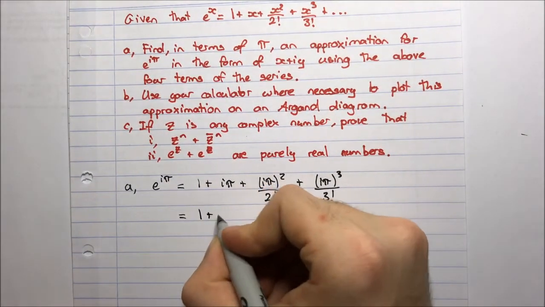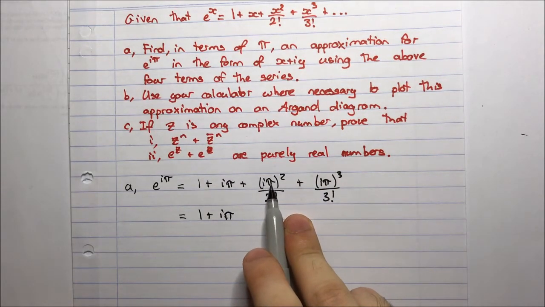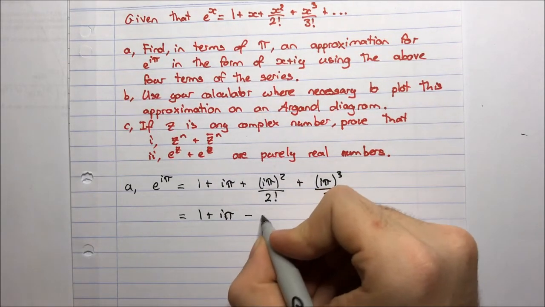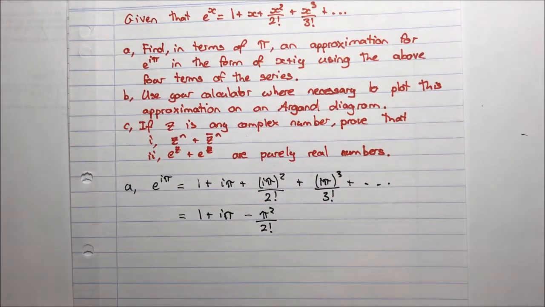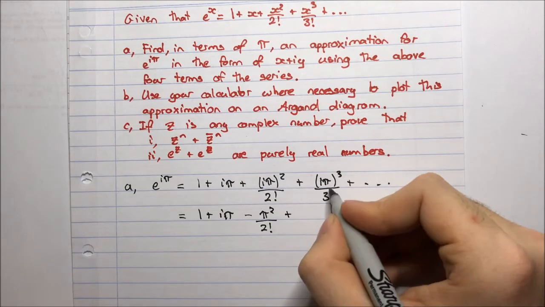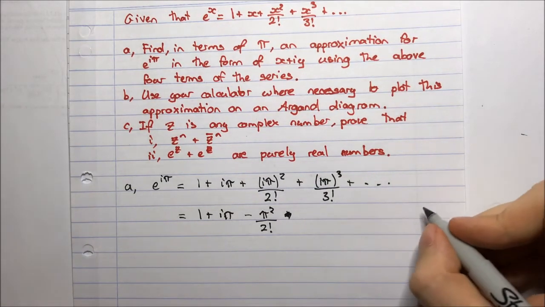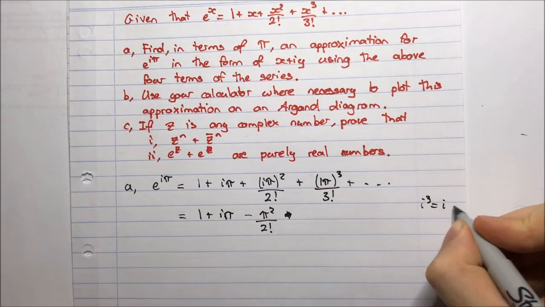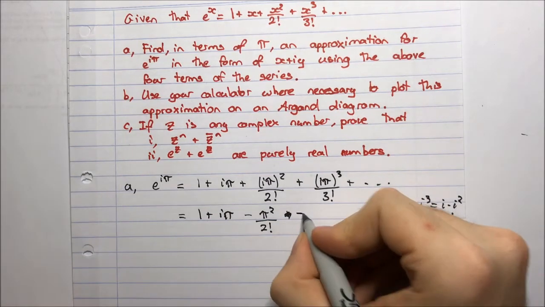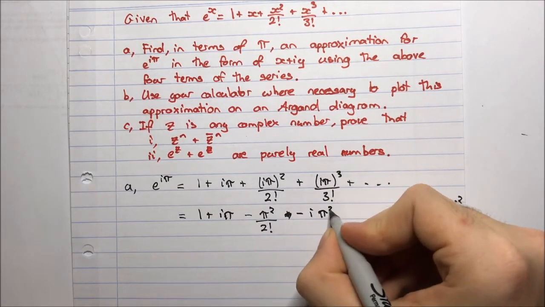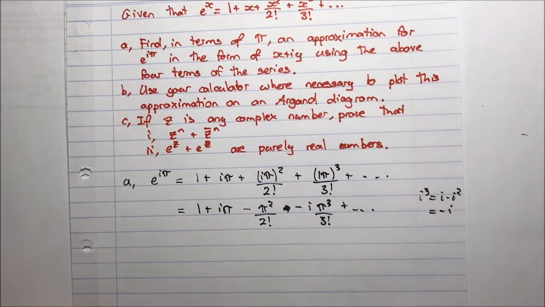Alright, so 1 plus i pi. Now I'm going to get i squared pi squared, and i squared is -1, so I have minus pi squared over 2 factorial. I should put dots off to infinity. Plus, now, in fact, it's going to be a minus because I'll have i cubed, and i cubed is equal to i times i squared, which is -i. So I'll have minus i times pi cubed on 3 factorial, and so on off to infinity.